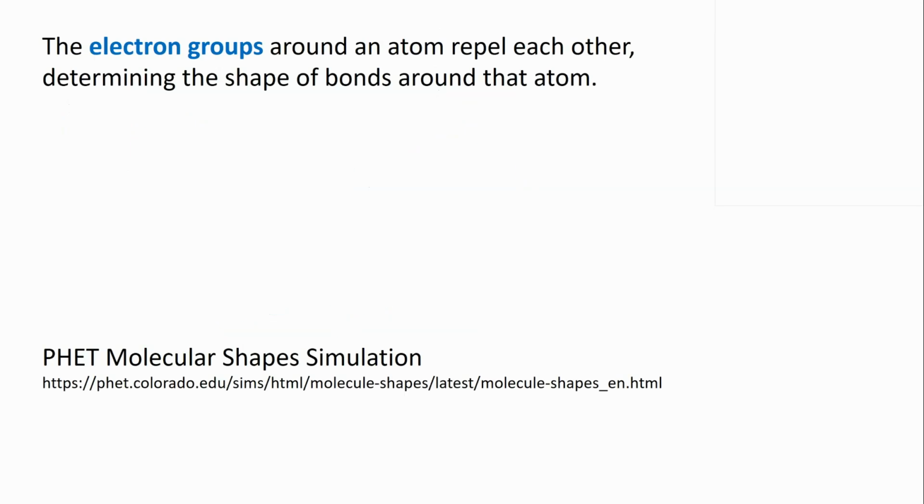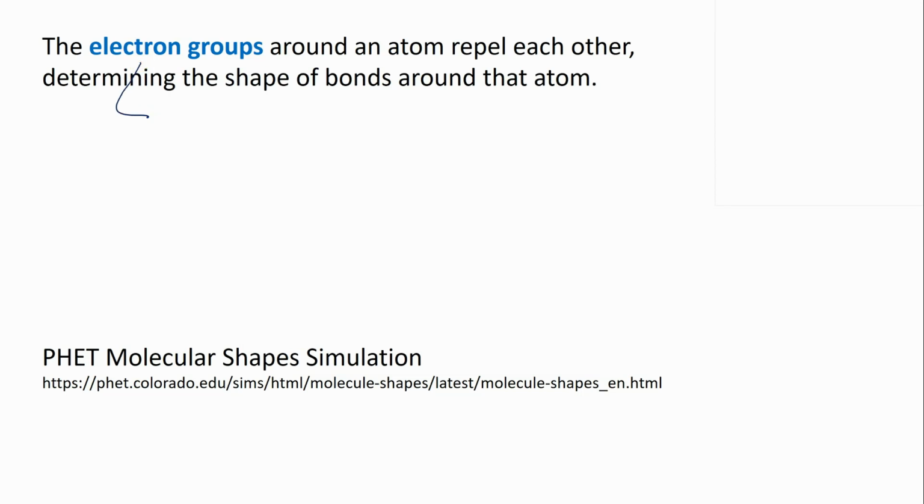And for this, we'll use valence shell electron pair repulsion theory. It basically operates under the idea that electron groups around an atom repel each other. So the negative charge of these electron groups repel one another, and so they're going to position themselves around that central atom in such a way as to get those electron groups as far away from one another as possible. And this repulsion determines the shape of bonds around that atom.